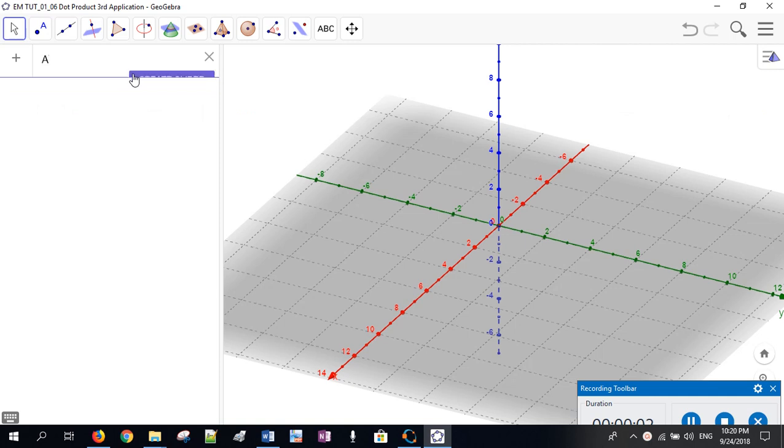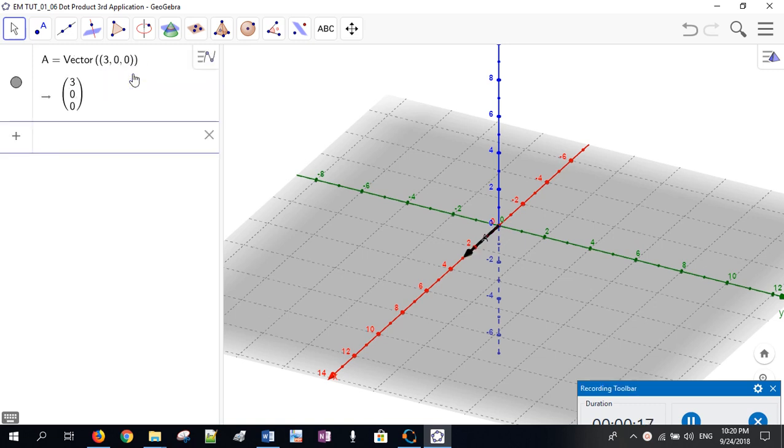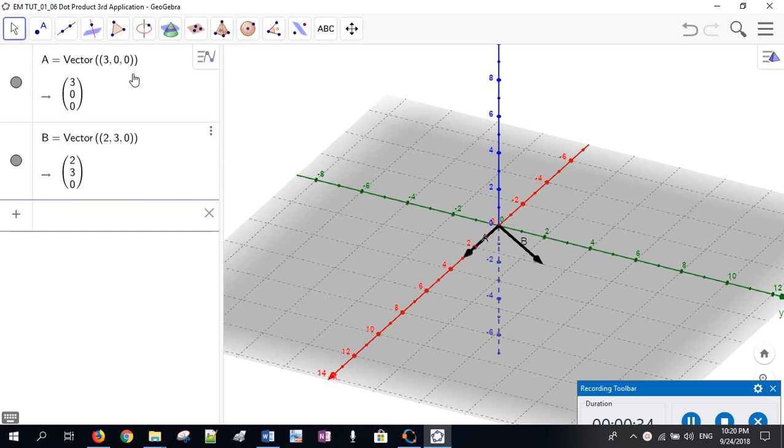Hello guys, in this video I will talk about the cross product and its application. Let's say we have vector A that moves 3 units in the x axis, and vector B that moves in the xy plane. Let's make it 2 and 3.